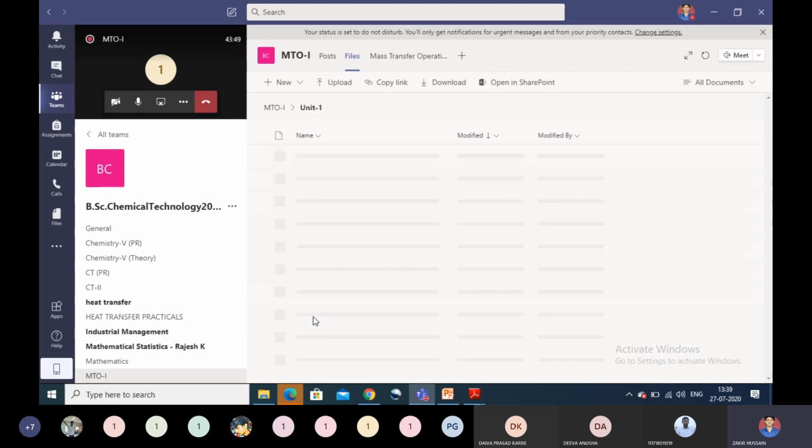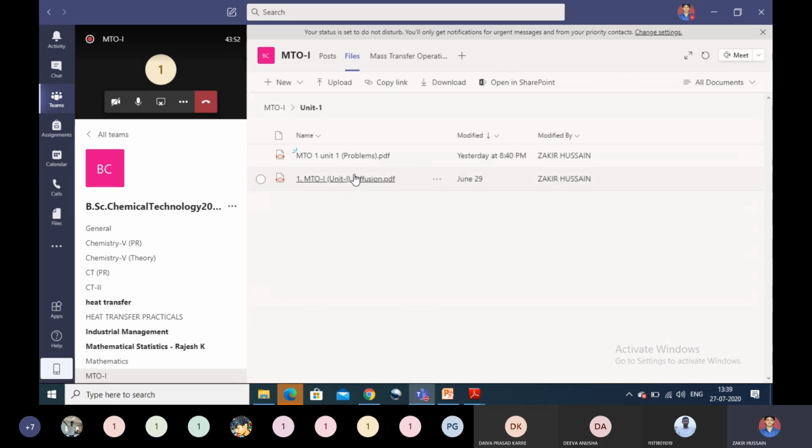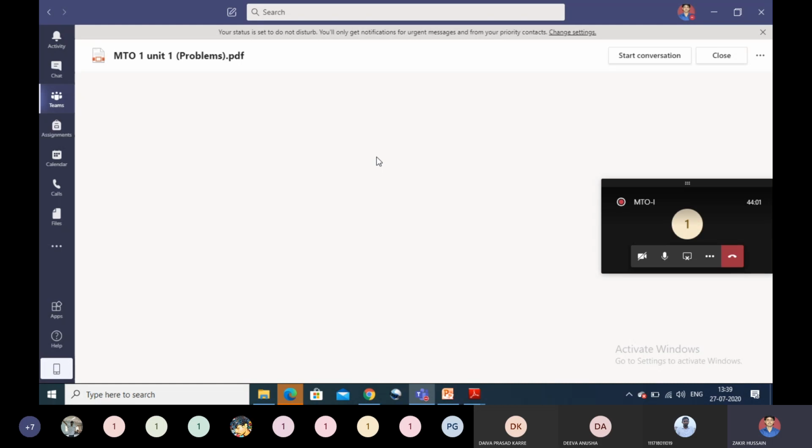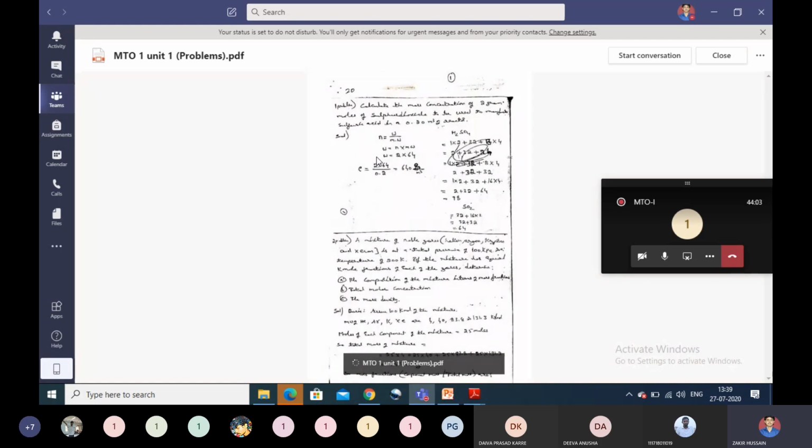In Unit 1, various problems are there, solved problems from your previous question papers. Okay, I think the last problem you have already solved, I guess.